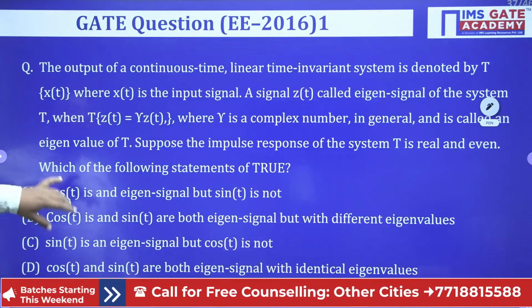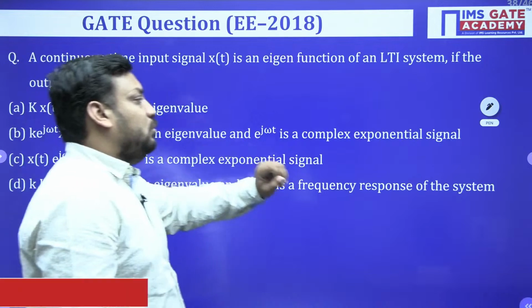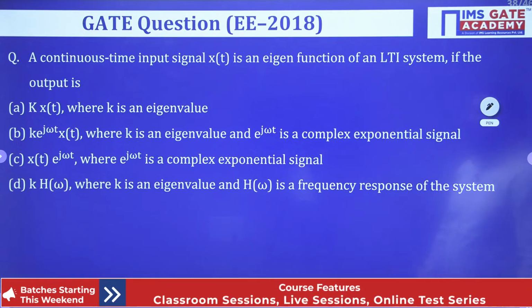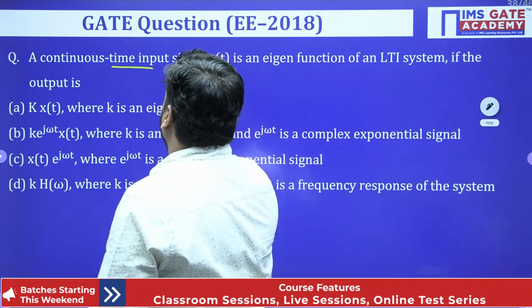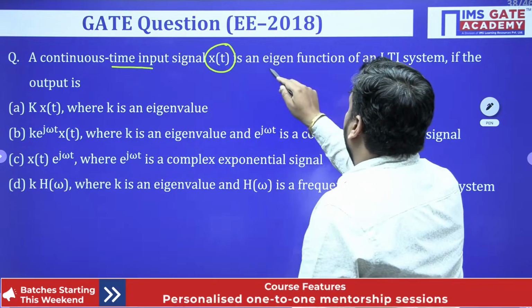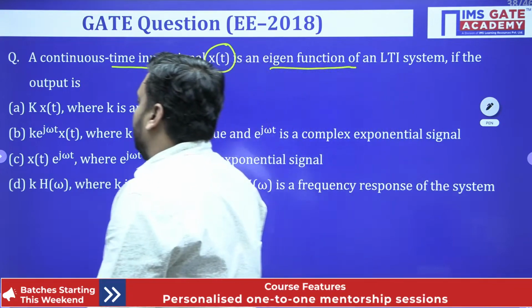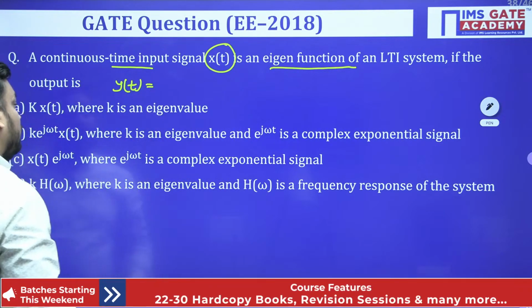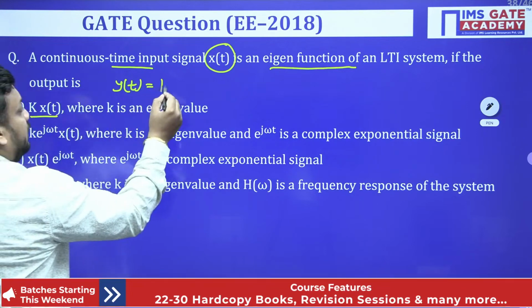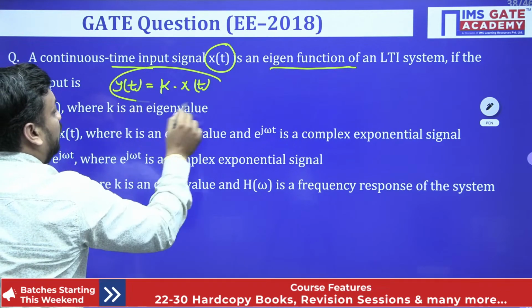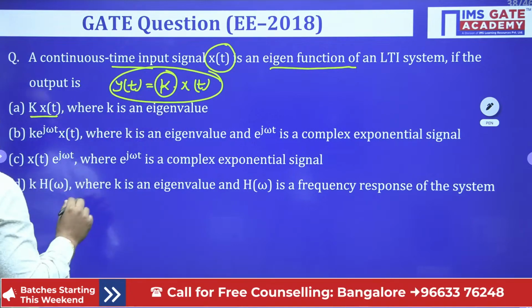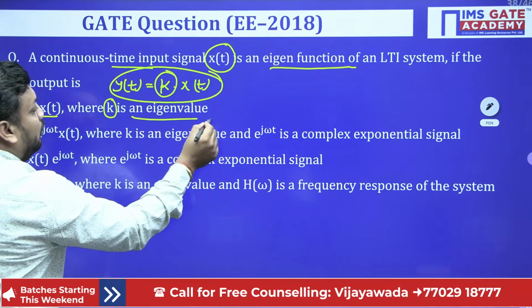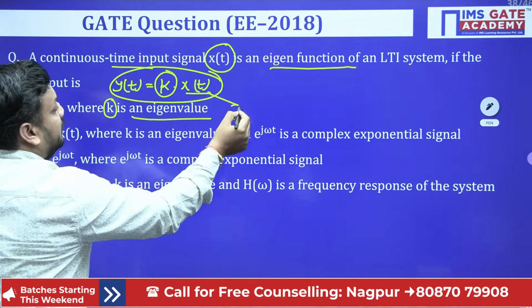Now here, students, one more question is there. Electrical 2018, you have to solve this question first. All of you guys just do reply. A continuous time input signal x(t) is an eigenfunction of an LTI system if the output is... So you should check the output y(t) is nothing but, as I already told you, k x(t). Why? Because if the output is a scalar version or multiple of the input, then the multiplying factor will be working as an eigenvalue. So here k is an eigenvalue and x(t) is working as an eigen signal.